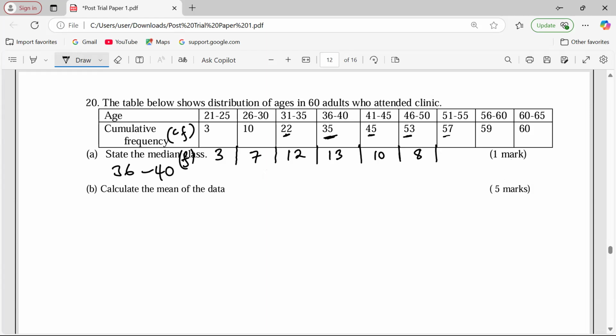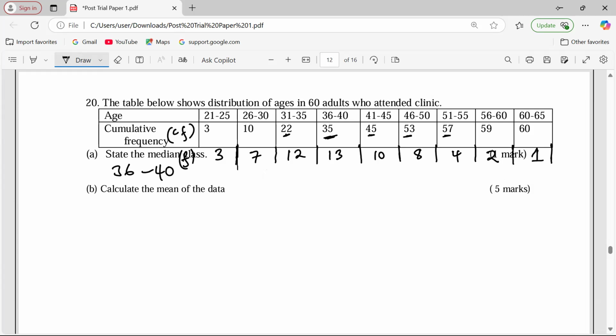From 53 to 57, something has been added, and that is 4. Now, from 57 to 59, something has been added, and that is 2. Then from 59 to 60, something has been added, and that is 1. So we have only one patient whose age is 60 to 65. So we are having the frequencies now.